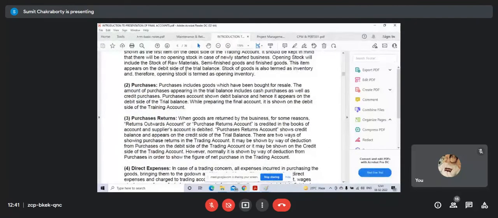The item appears on the debit side of the trial balance. The stock of goods is also termed as inventory, and therefore opening stock is termed as opening inventory. Purchase includes goods which have been bought for resale. The amount of purchase appearing in the trial balance includes the cash purchases as well as credit purchases.